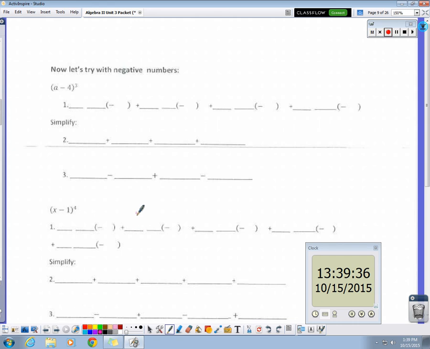Guys, get quiet. Okay. There is no difference here other than the fact that it's a negative number. Everything is the same. It's cubed, so our coefficients are going to be 1, 3, 3, 1. And then the first term is a, so it'll be a cubed, then a squared, a to the first, a to the 0. But now, our second term is a negative 4. And look, inside the parentheses, I already wrote the negative for you.